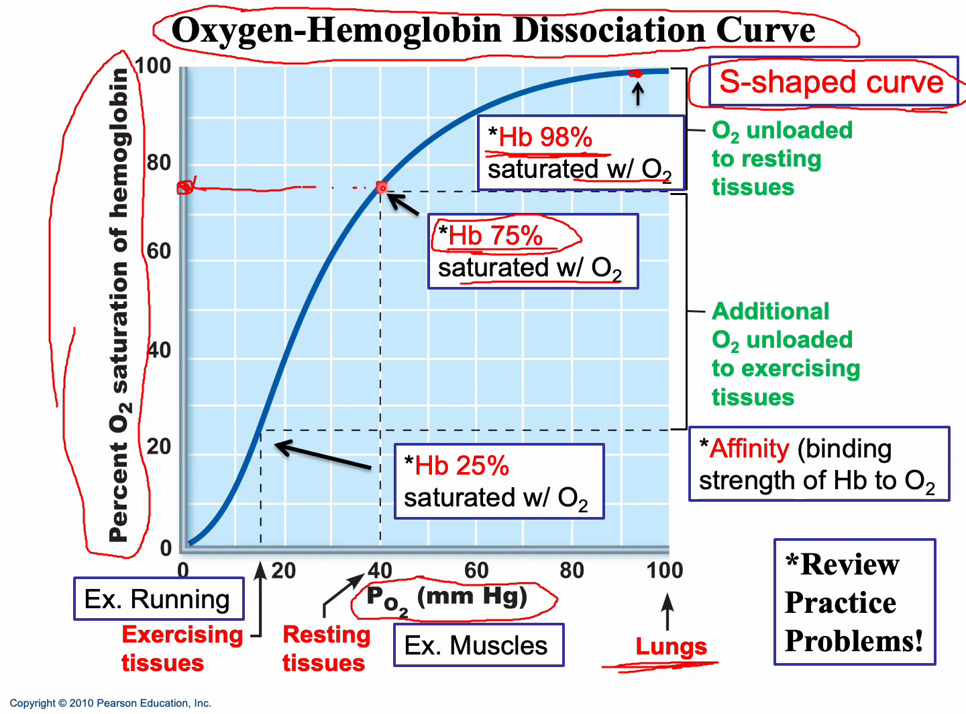Now, to come up with your partial pressure of oxygen, you would follow this dotted line down vertically until you hit the x-axis, and you would end up with 40 here. So 40 is the partial pressure of oxygen right here on the graph.